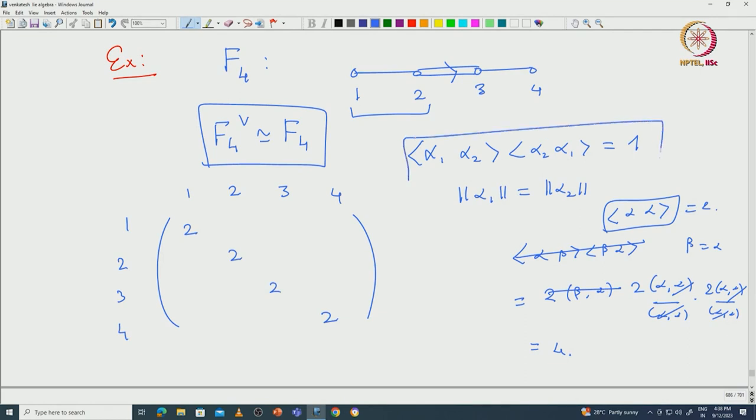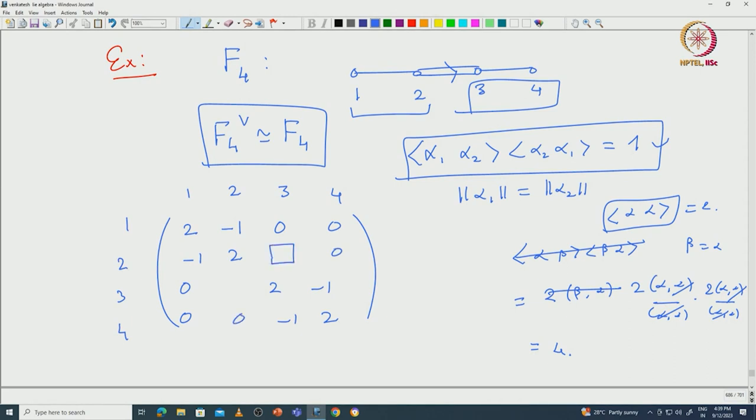Now, since this product of alpha 1 alpha 2 and alpha 2 alpha 1 is 1, and the inner product of alpha 1 alpha 2 is always non-positive, in particular the entries 1 2 and 2 1 must be minus 1 and minus 1. Similarly, for 3 4 again this is minus 1 and minus 1. And 1 is orthogonal to 3, 1 is orthogonal to 4, because there is no edge between 1 and 3 and 1 and 4. So 1 3 is 0 and 1 4 is also 0. Now 2 4, there is no edge between 2 and 4, so 2 4 is 0 and 4 2 is 0.